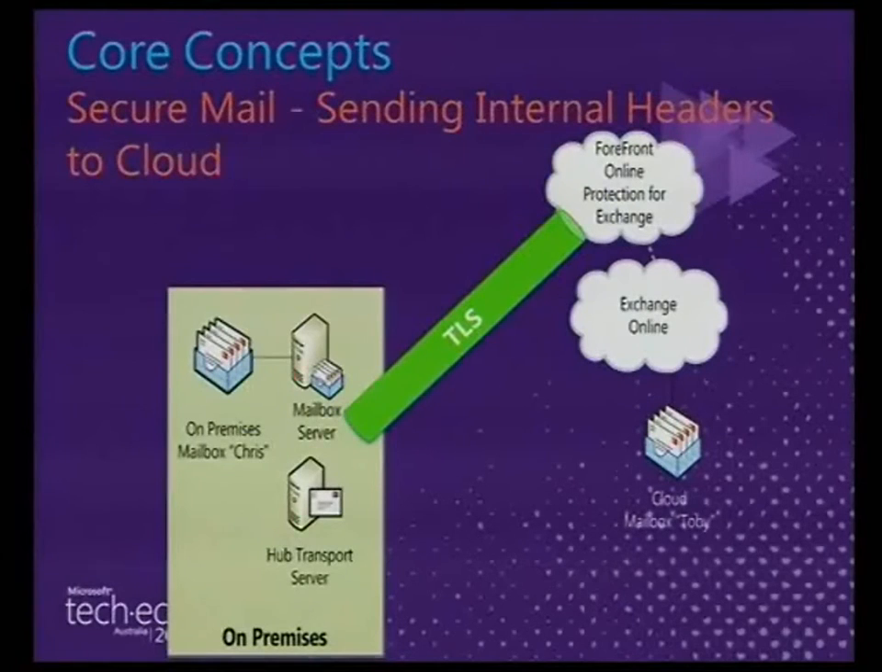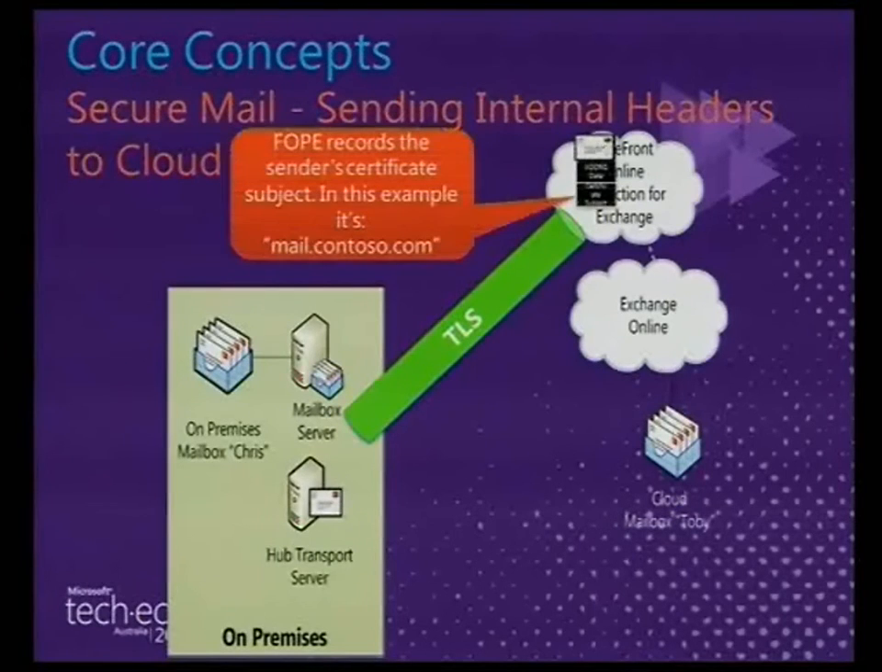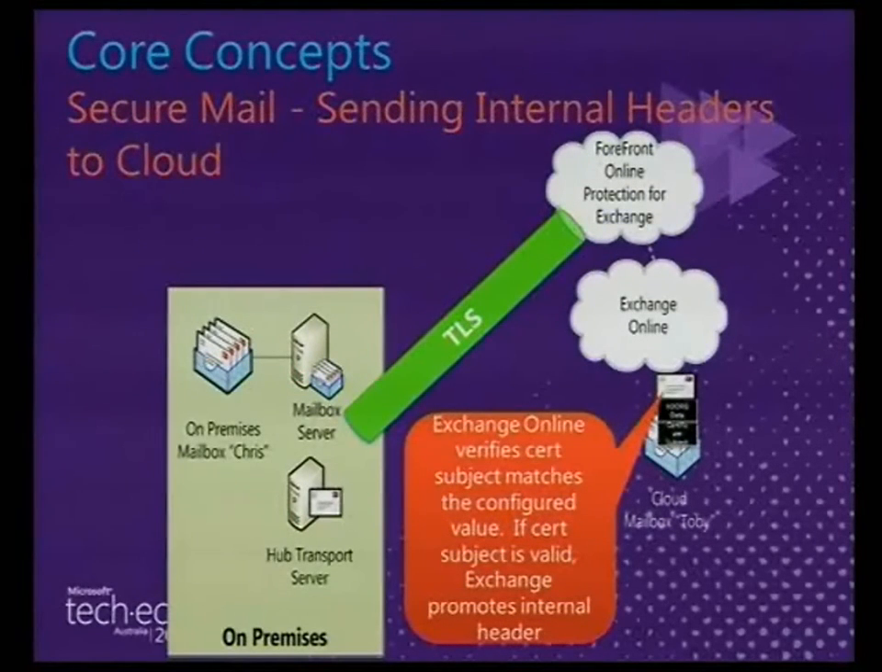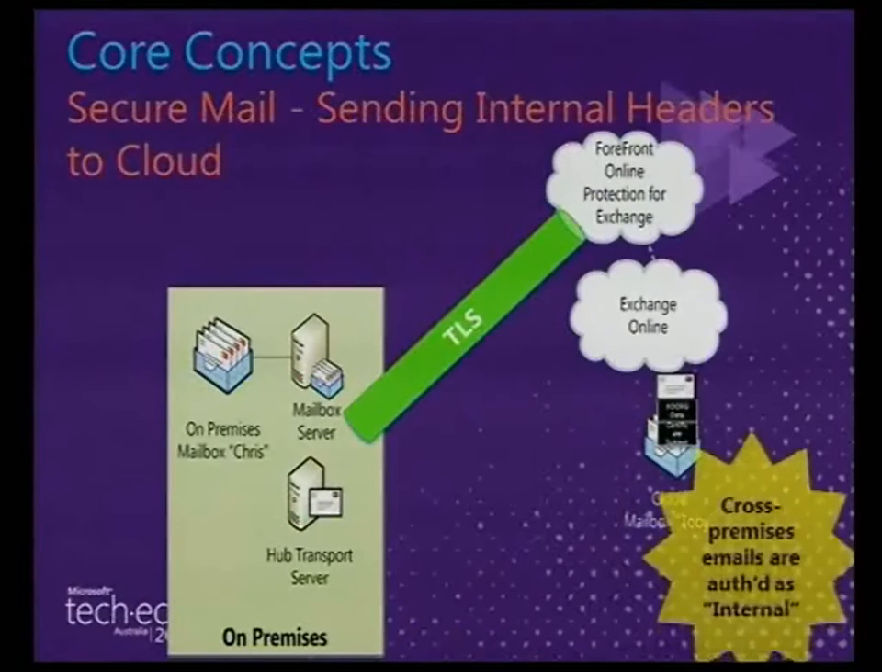Same concept for sending our internal headers to the cloud. It uses a TLS tunnel, so because we've already got our TLS set up, the header information is attached to the message. FOPE will see that it has come from a trusted source, so it will append the certificate subject to it, and that message will make its way to the end with the correct header information still intact.